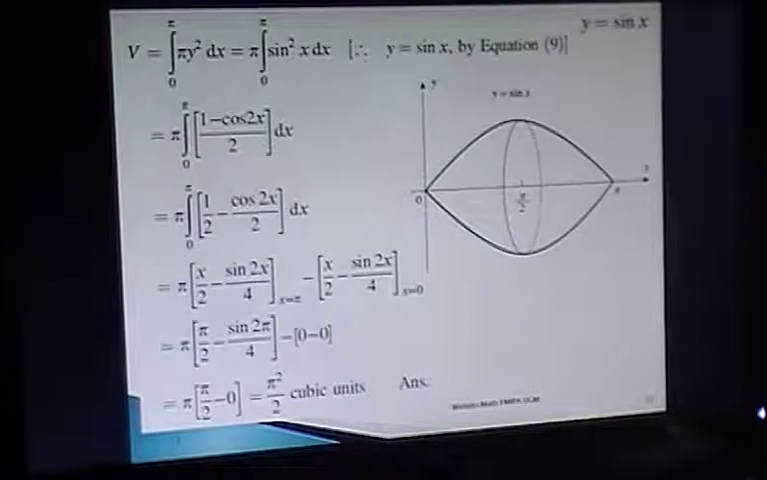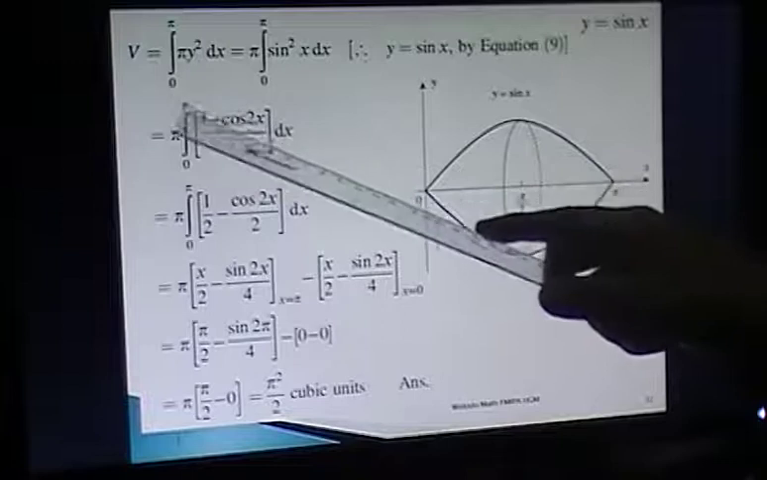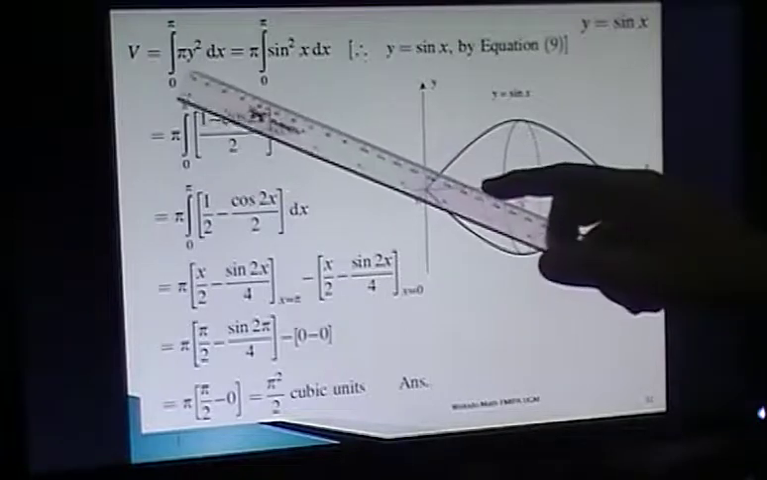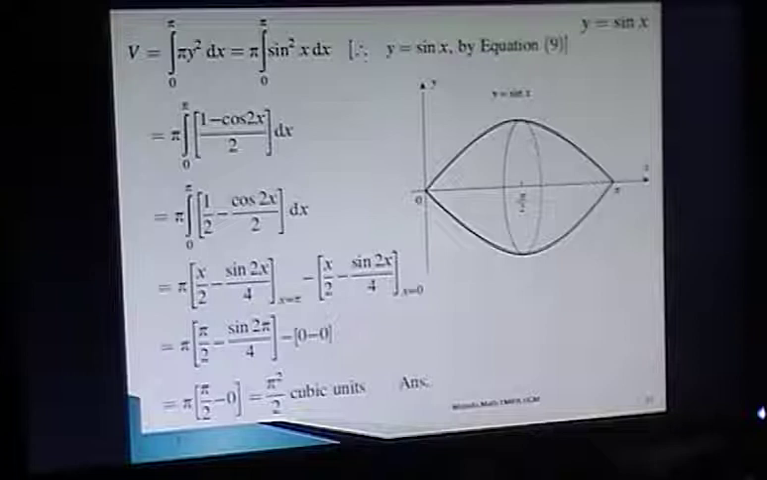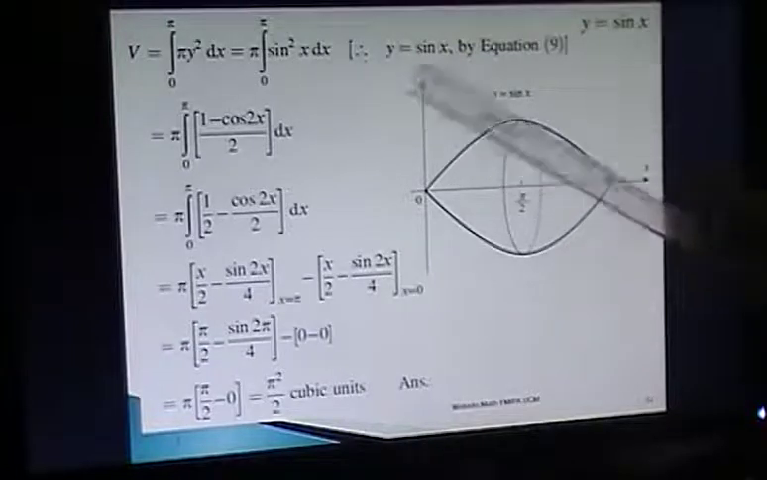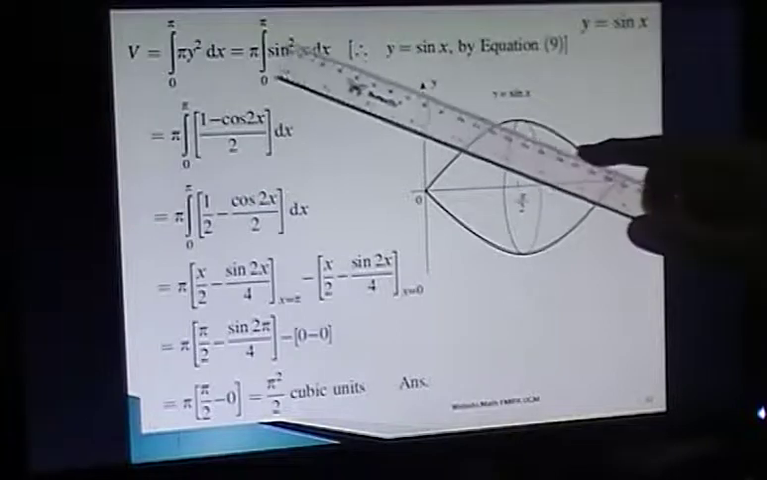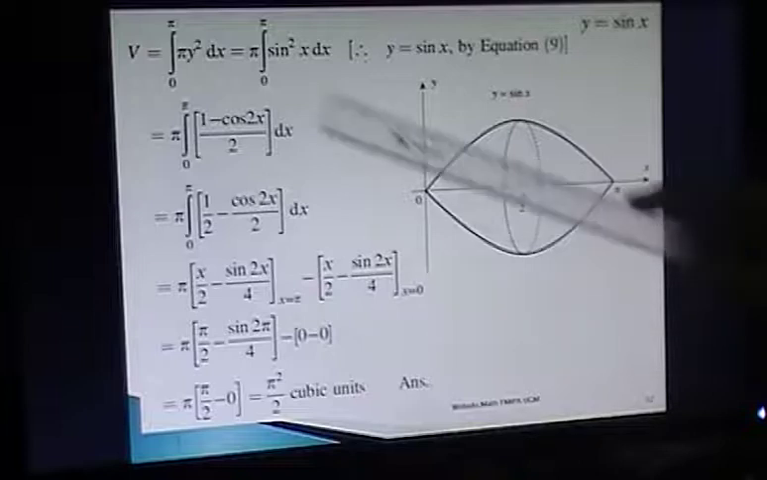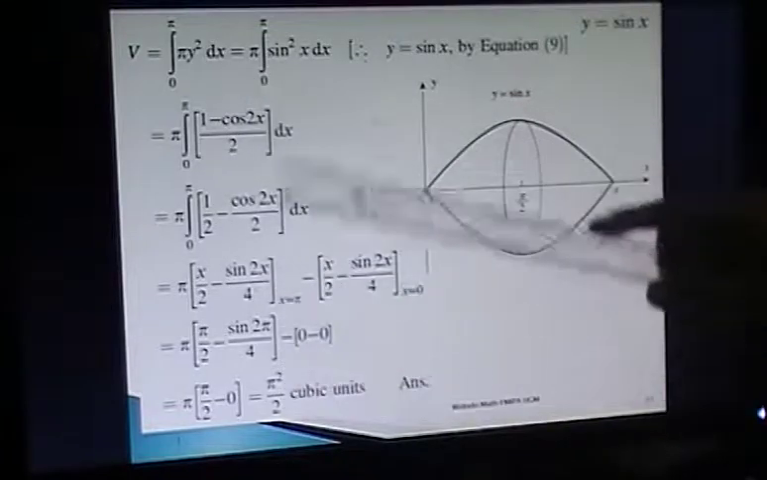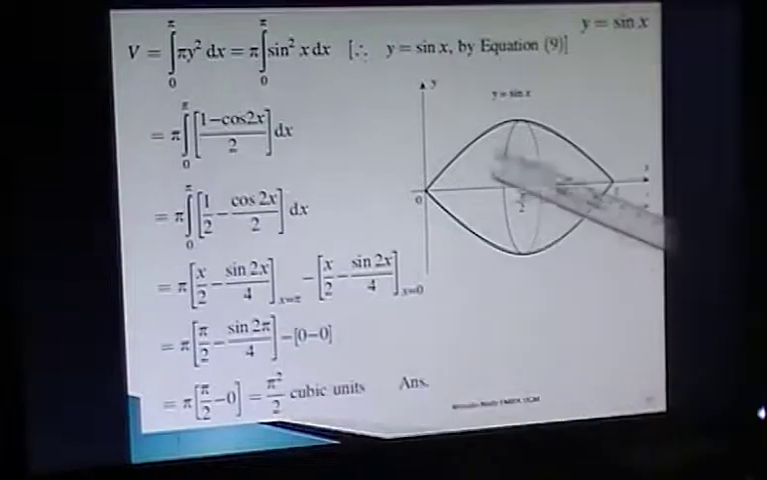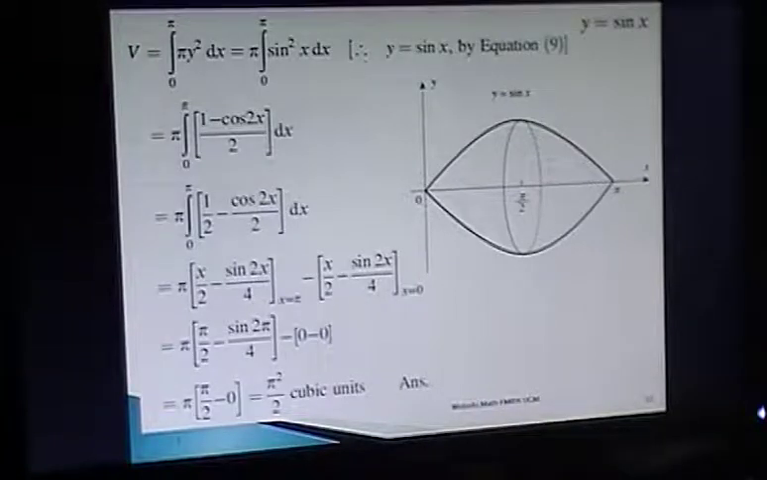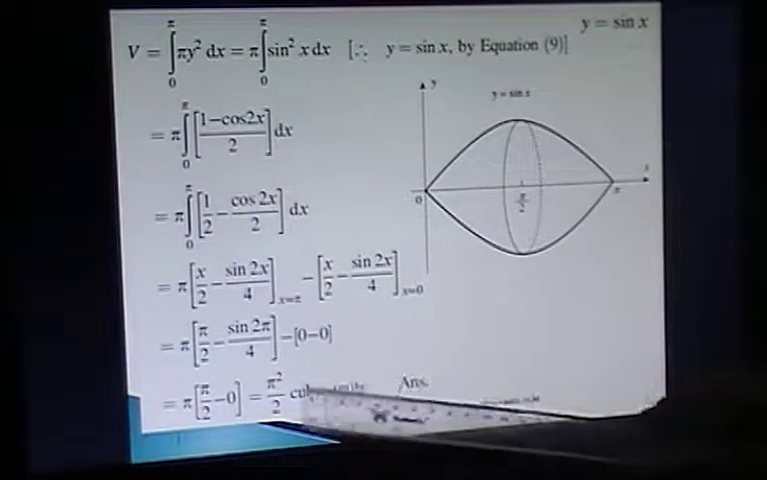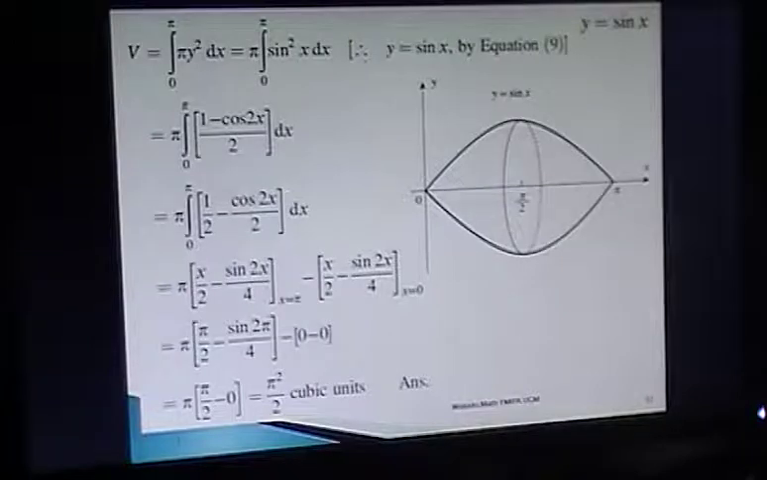What is the volume? The volume is very easy. The volume is equal to the integral from 0 until pi of pi y squared dx. Since y is equal to sin x, we replace y squared by sin squared x. By a very simple calculation of the definite integral, we get the volume equal to pi squared divided by 2 cubic units. So this solid of revolution has a very beautiful formula for the volume, pi squared divided by 2.